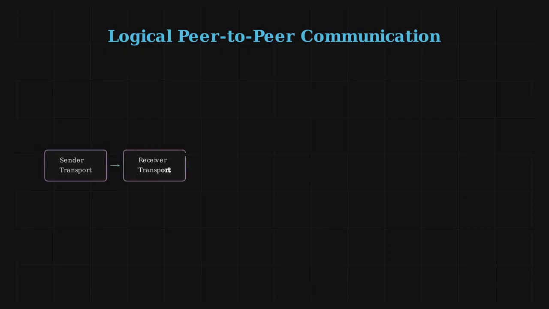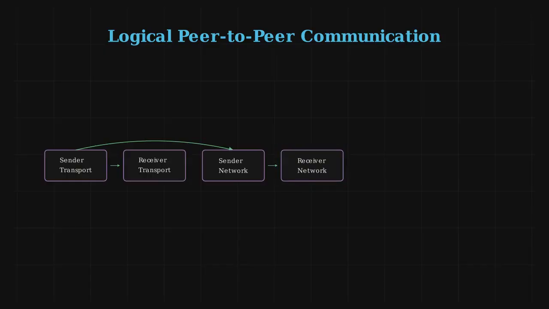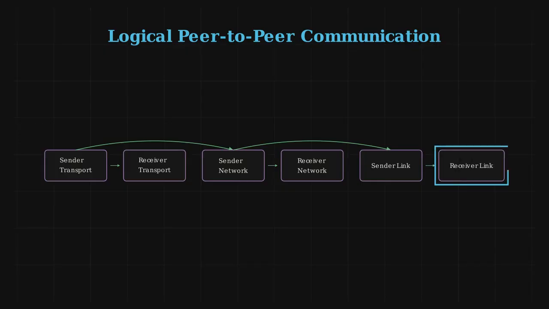Each layer on the sending host acts as if it communicates directly with its peer layer on the receiving host. The transport layer reads only transport headers, ignoring the network details below it. This vertical encapsulation enables horizontal peer-to-peer protocol execution across the internet.